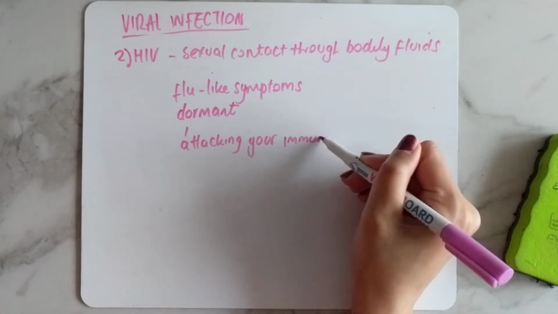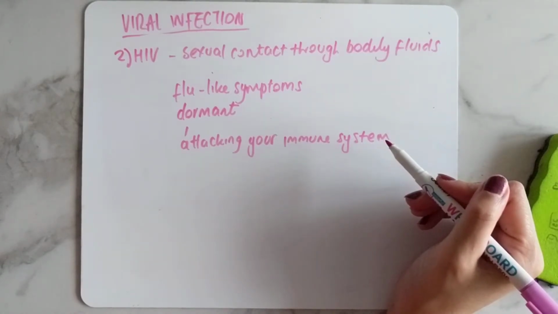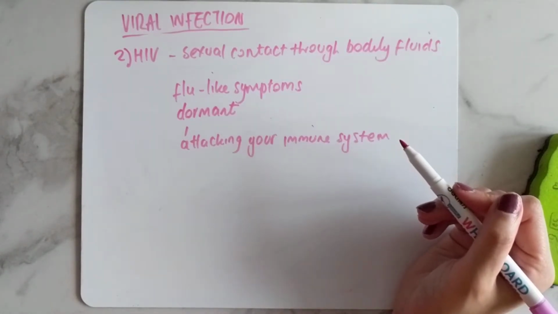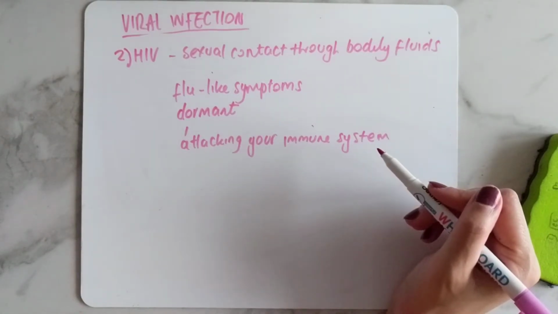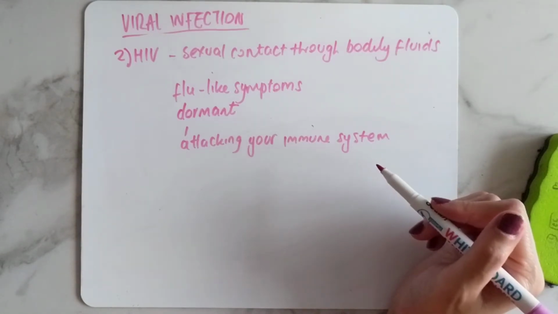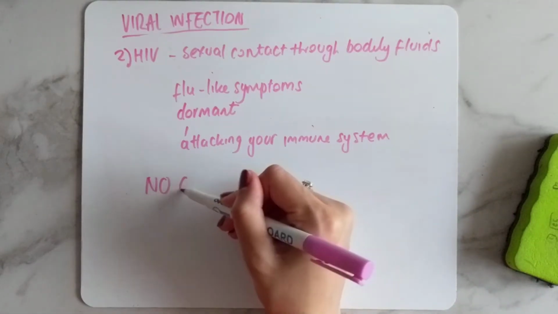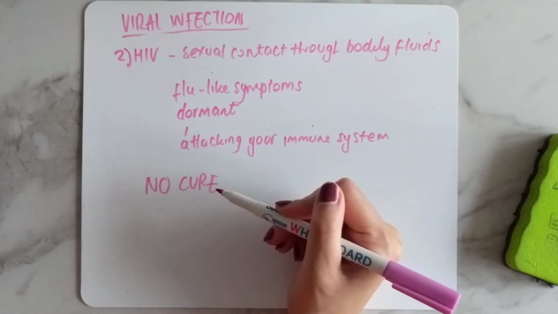So attacking your immune system, and your immune system is your body's defense. So your body is getting weaker, and this is over 10 years, and then you might eventually find out that you've got HIV. So it's attacking your immune system. So there's no cure for HIV.